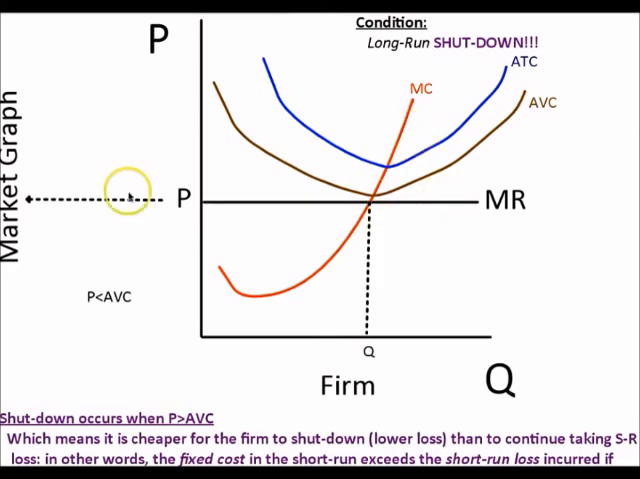So how this plays out on the graph is we want to add the average variable cost into the equation. And if price is less than the average variable cost, at the profit max quantity where MC equals MR, notice that extending this line, hitting the AVC there, price is actually less than your AVC. This firm will shut down.